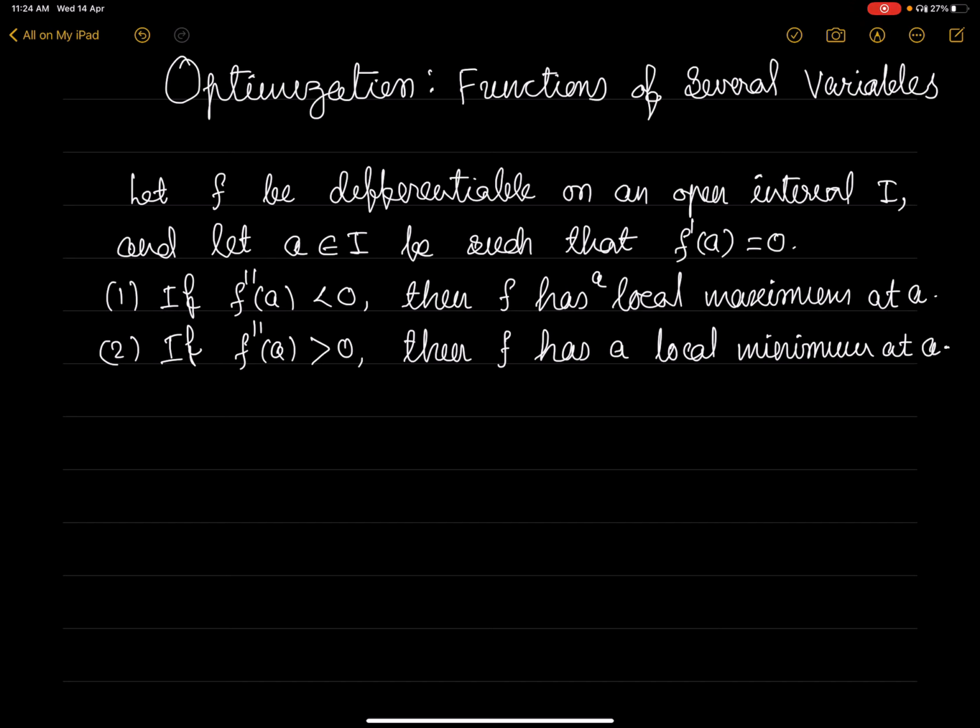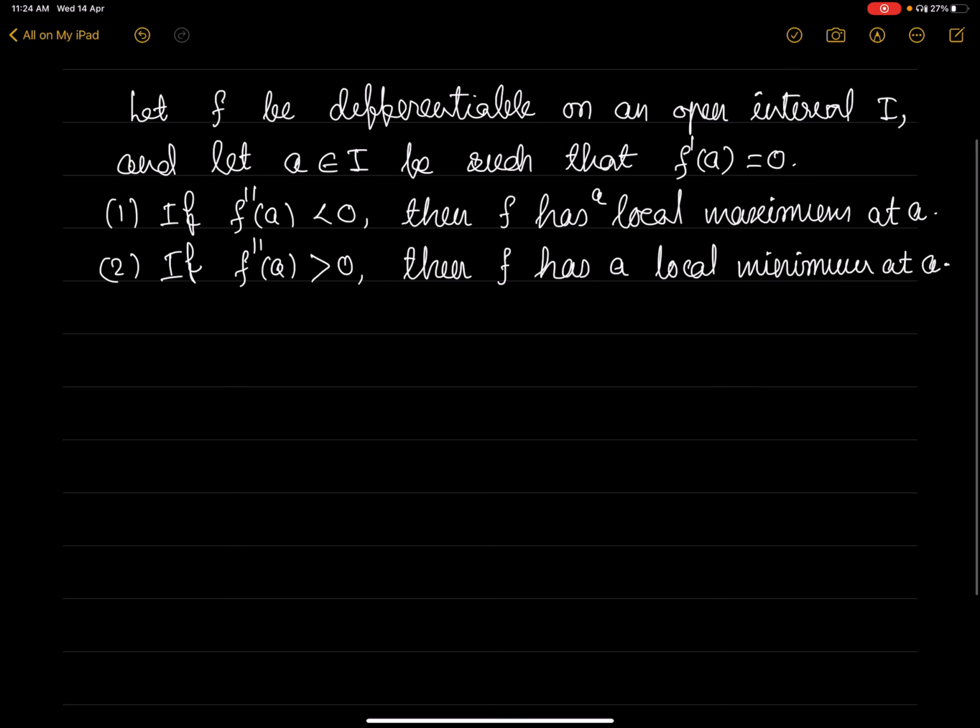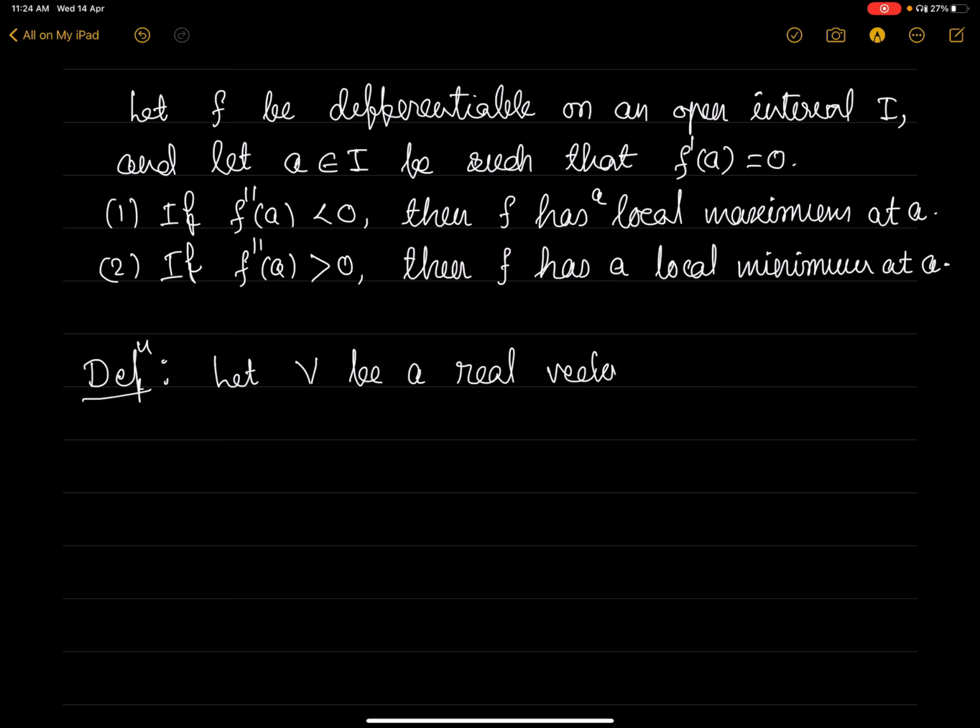So before going to that condition, we shall require some preliminaries. First we now discuss bilinear forms or bilinear maps and quadratic maps. So first we are defining. First definition, let V be a real vector space, means it is a vector space over the field of real numbers.